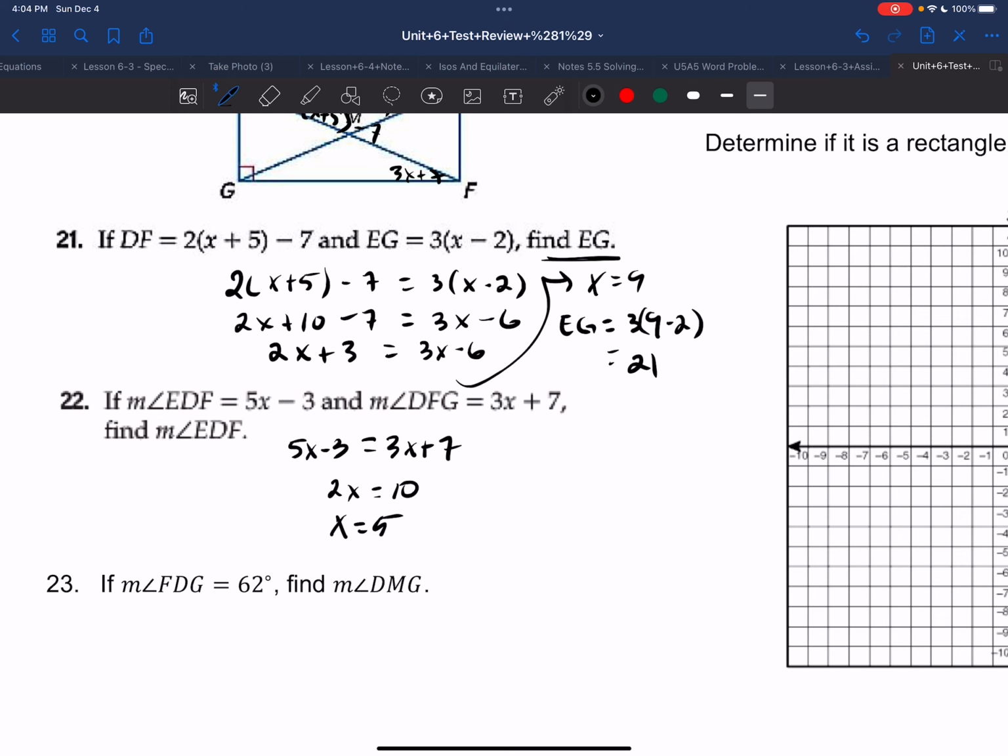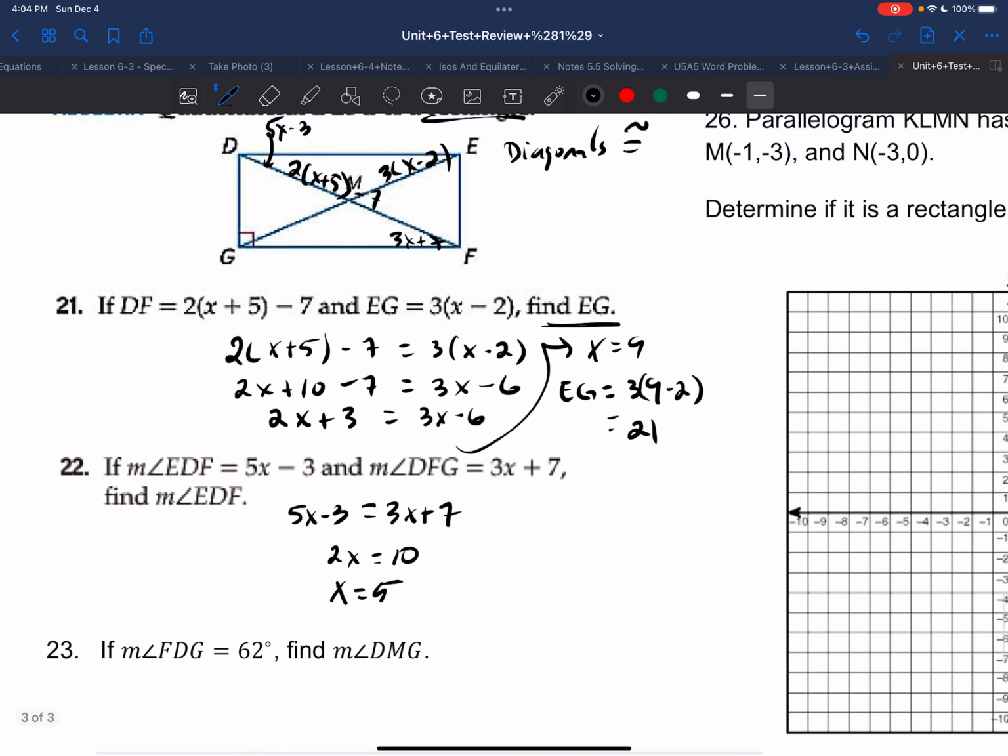But I'm not looking for x. I'm looking for the measure angle EDF. So EDF, again, is right here. So I will do 5. So measure angle EDF is equal to 5 times 5 minus 3, which, 5 times 5 is 25. And I subtract that by 3, that's going to be 22. Okay, so this is 22 in terms of its measure.